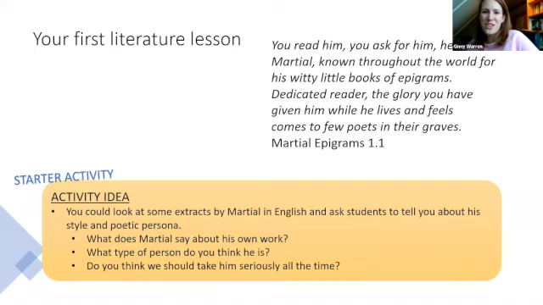Dedicated reader, the glory you've given him while he lives comes to few poets. You know, he sounds like he's really tooting up his own bum. And so that then gives us a springboard to talking about what Marshall is like in the Nasidianus poem. He's not being entirely serious all the time, is he?